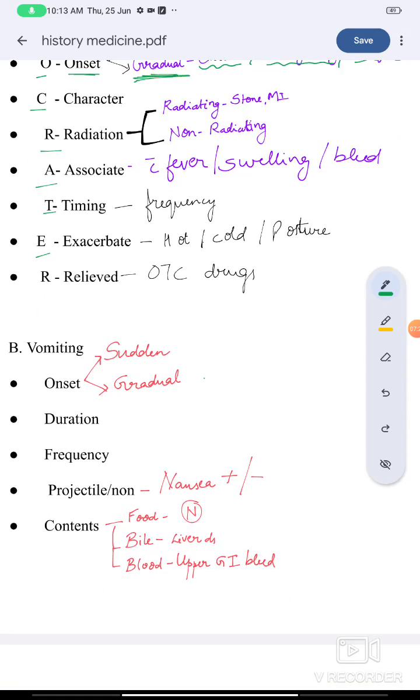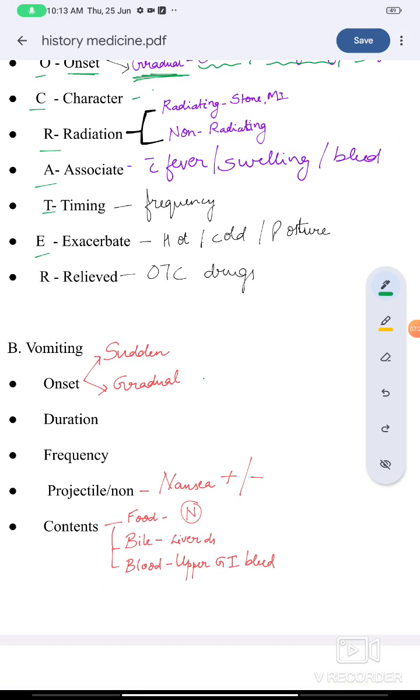Next comes the character of the pain. The pain may be dull, continuous, sharp, piercing, lancinating, etc. Next comes the radiation. Based upon the radiation means pain कहाँ पे फैल रहा है. If it is spreading to other regions also, other than the originating point. For example, the pain may be radiating or non-radiating.